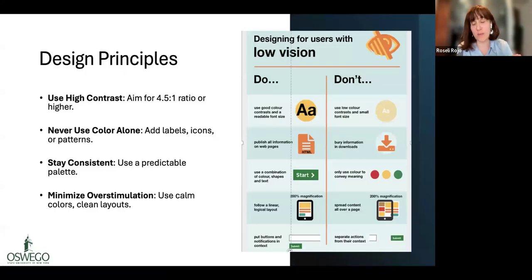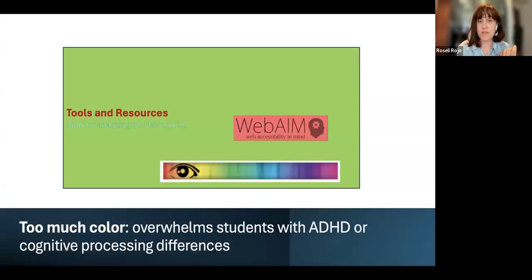Now, that was the part that we need to avoid in our materials design. Now, what are the principles in design that we have to keep in mind? First, we have to use high contrast. We have to aim for a 4.5:1 ratio or higher.